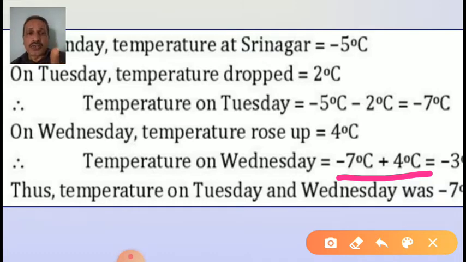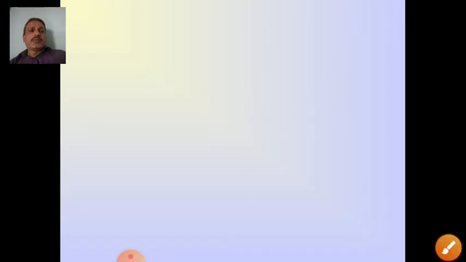Now, about the sign, put the sign of the number which is greater. Here 7 is greater than 4, so 7 has the minus sign. The answer will come in minus. So the answer is minus 3 degree temperature.